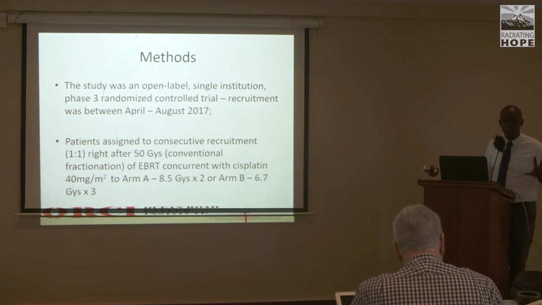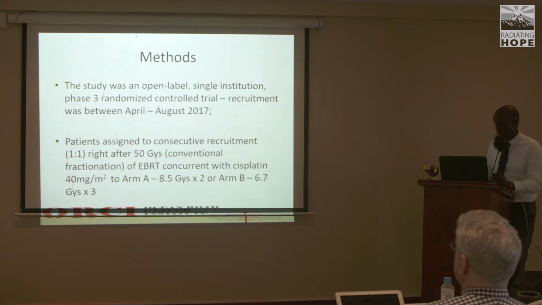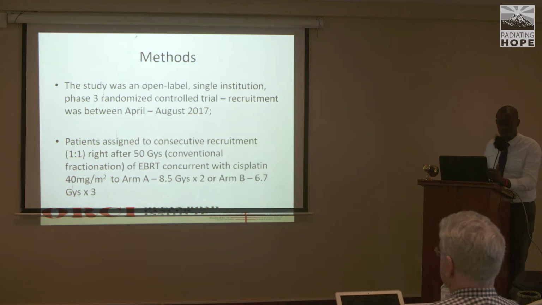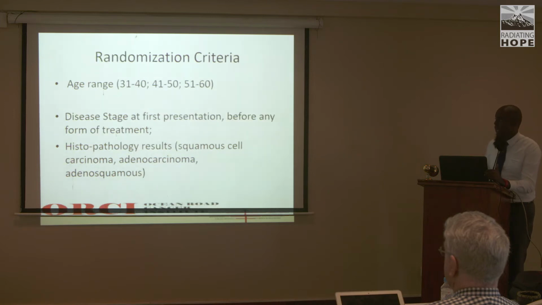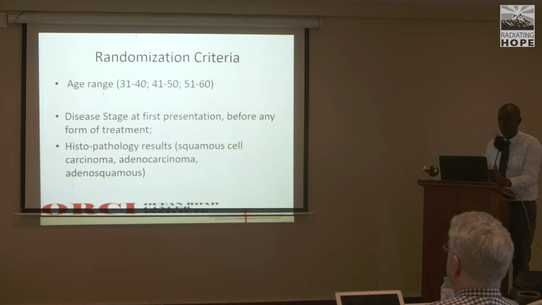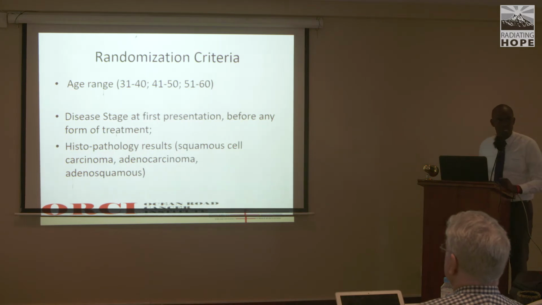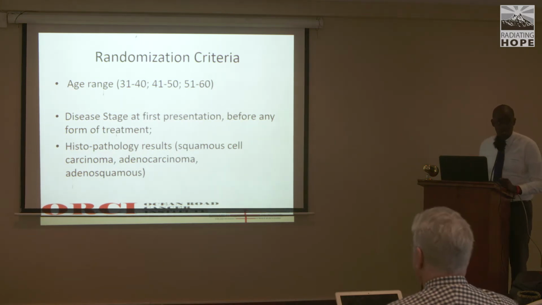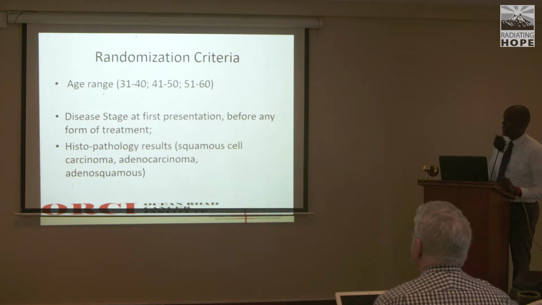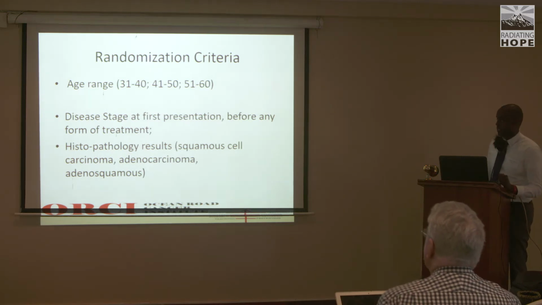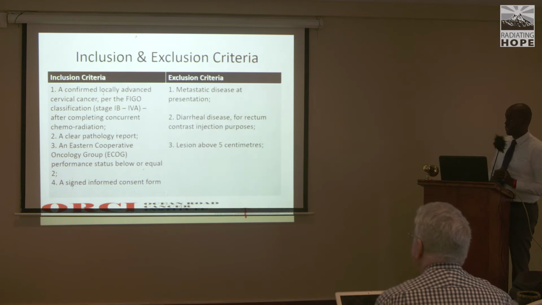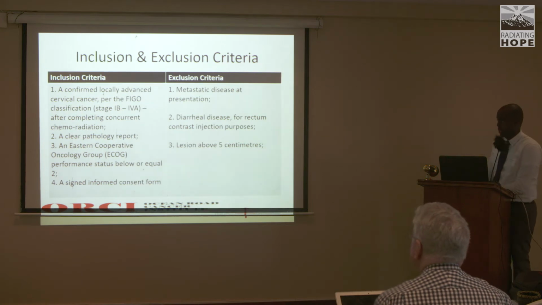So the first arm had 8.5. I'm going to show you how we got to 8.5 grays versus what we were using back then, 6.7 grays. These were randomized criteria, but usually the last point was very hard to achieve because many of our patients, as we've seen from the colleagues in Uganda, have much more squamous cell carcinoma than all other histologies. So the age range was there and disease stage at first presentation. So the inclusion criteria and exclusion criteria were there.